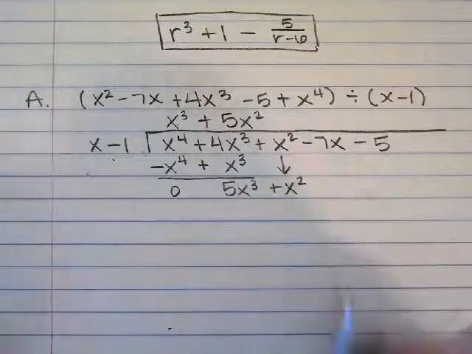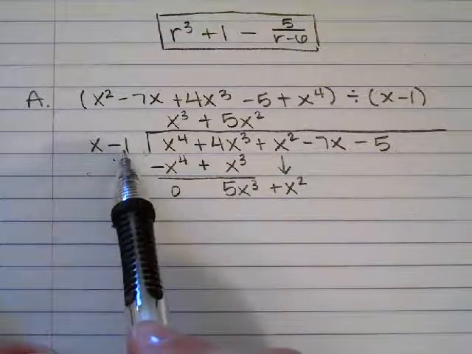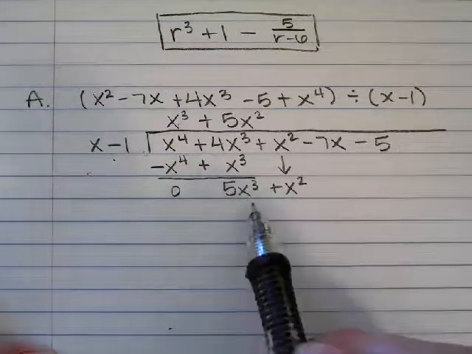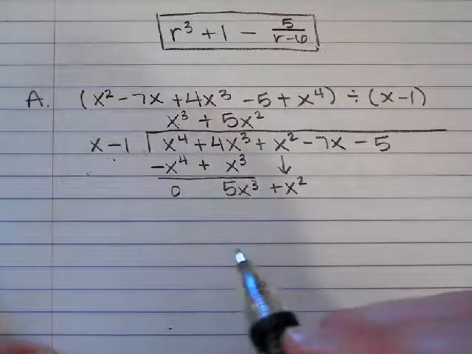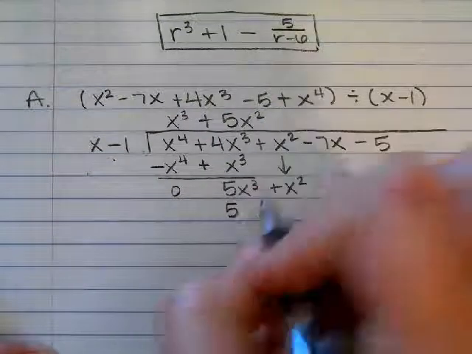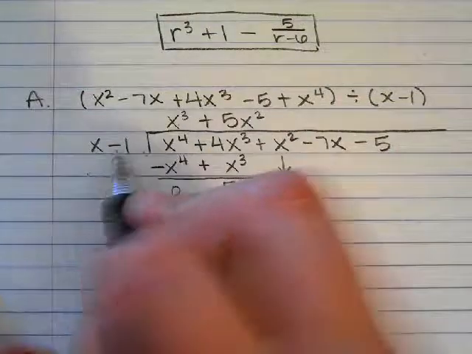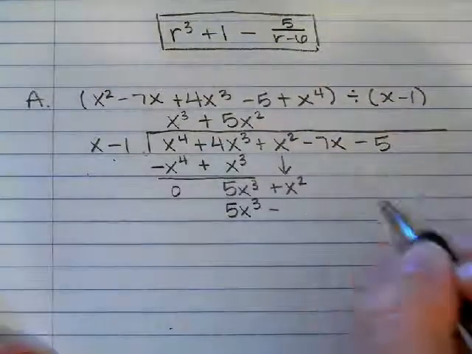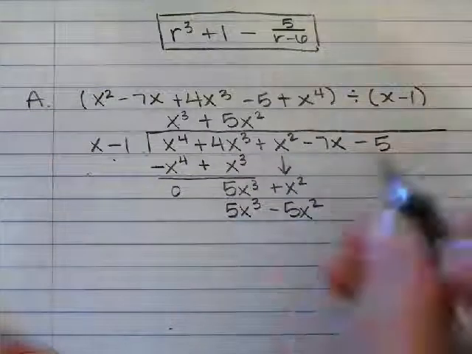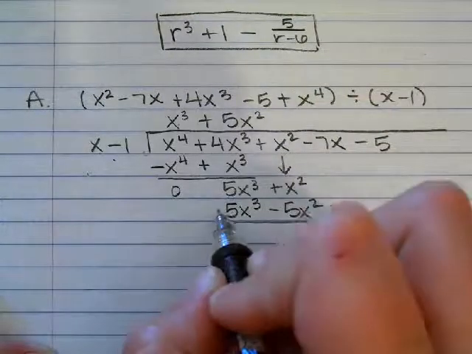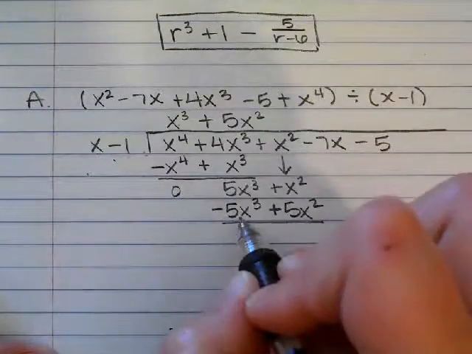And then we take that 5x squared, we multiply it by the x minus 1 in the front, and we line it up underneath. So what do I get when I take the 5x and multiply it by x minus 1? 5x to the third minus 5x squared, good. And then I draw the line, and I'm subtracting, so I change the sign, and I change the sign. And these subtract to give me 0, which they always will.